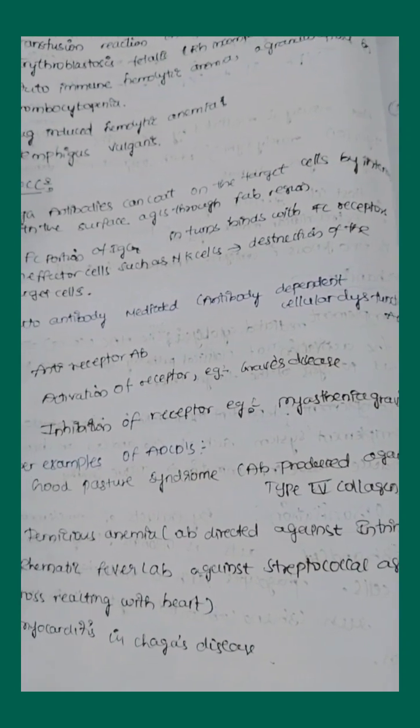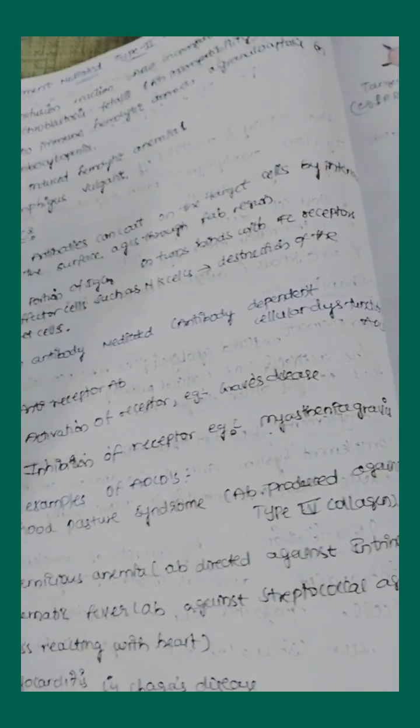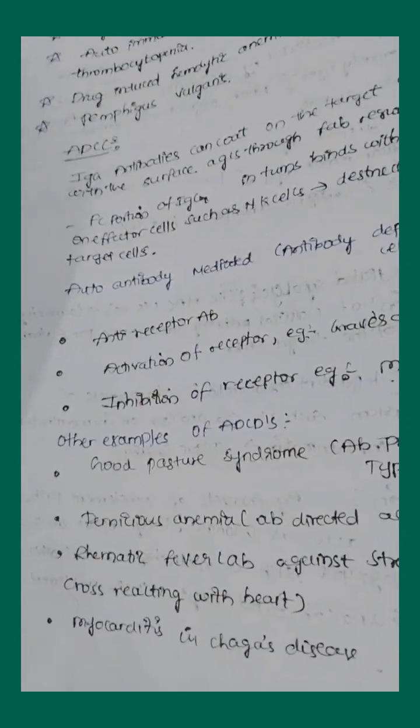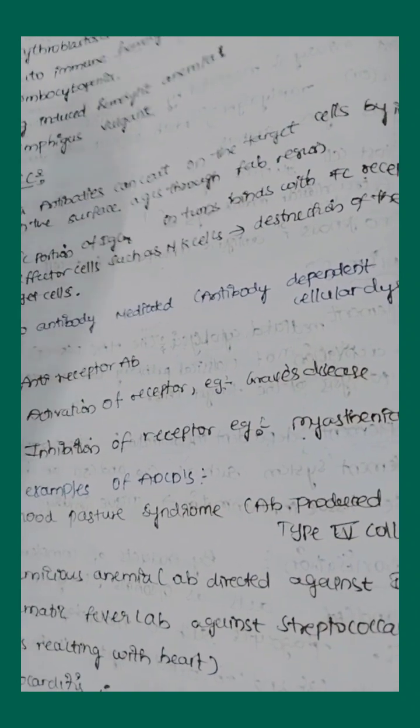Rheumatic fever: antibodies will be produced against streptococcal antigens. These will cross react with the heart, reach the heart through the circulation, and lead to severe crisis. This is rheumatic fever. And myocarditis, in Chagas disease mostly myocarditis will occur.